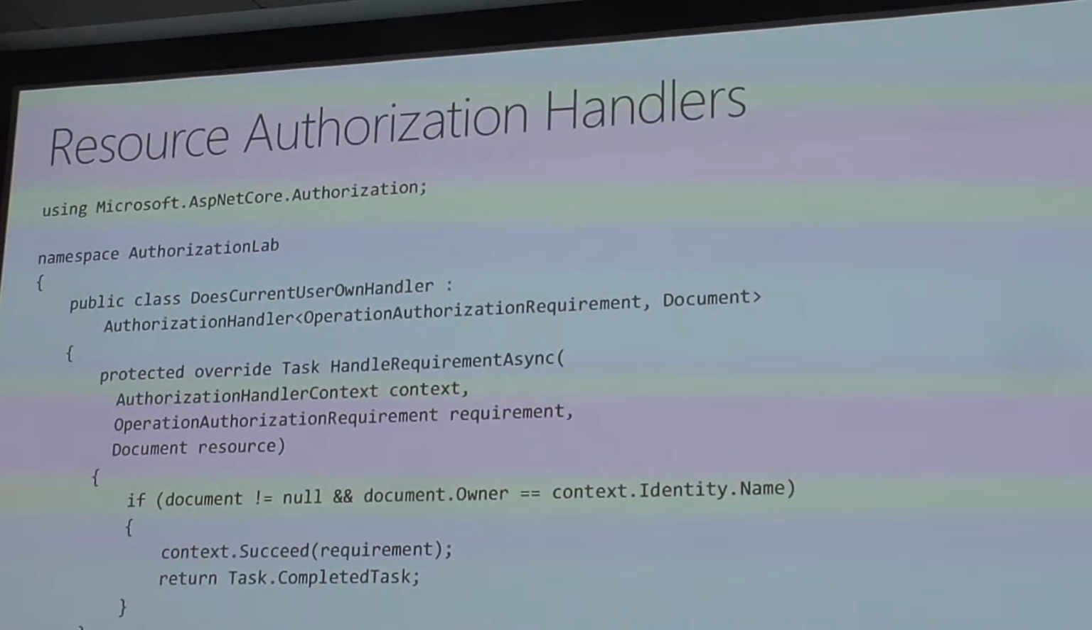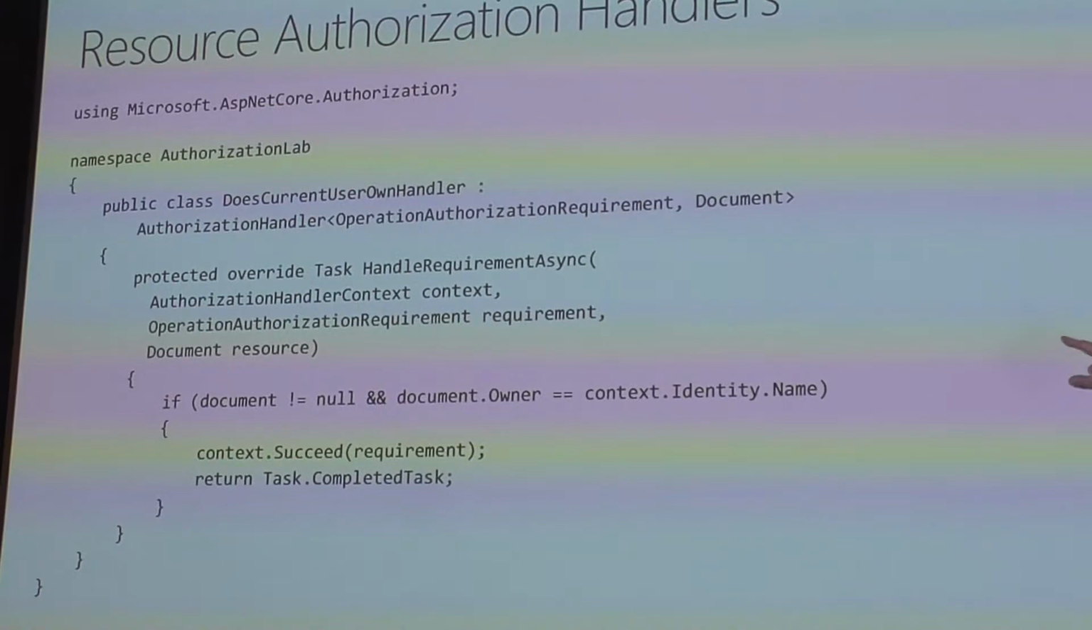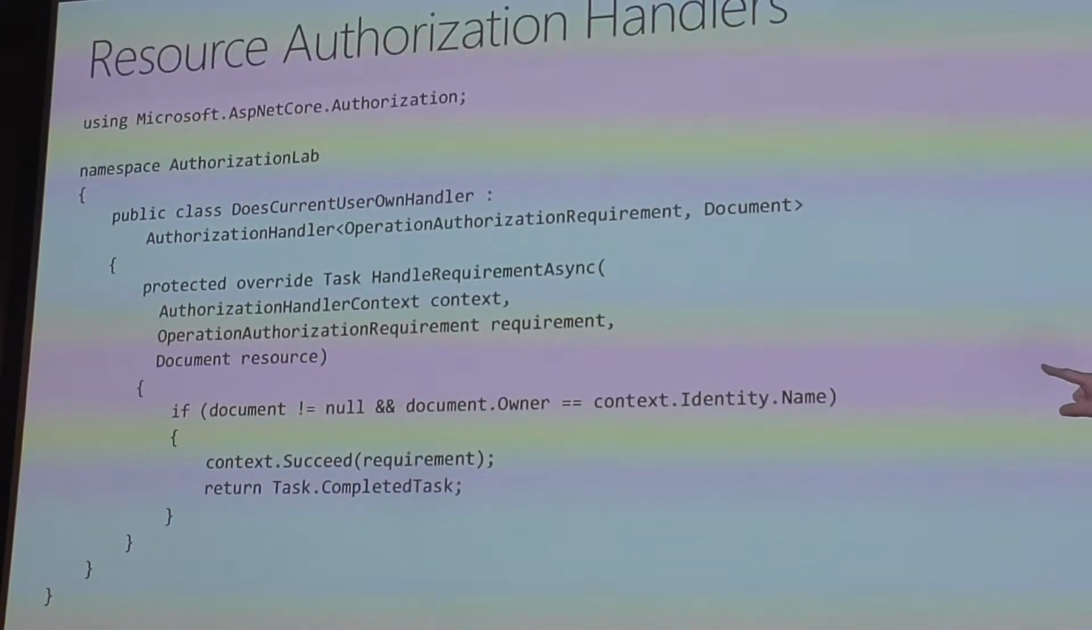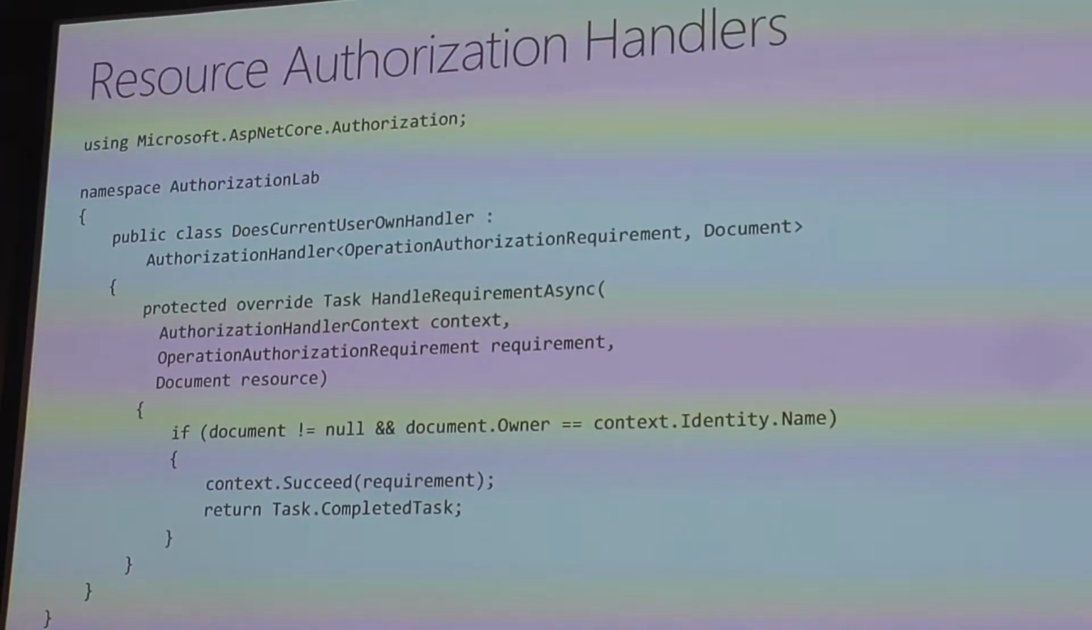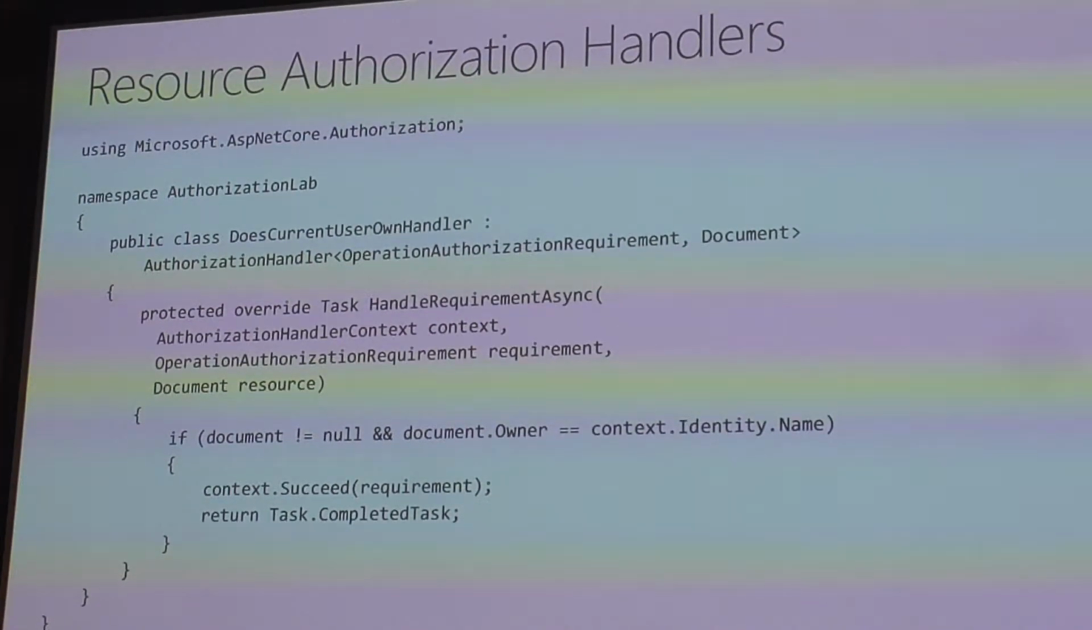So here we have a resource requirement. We're passing in a requirement, in this case an operation authorization requirement. You could imagine those being an enum that has read and write and everything else, and the document. Then I'm going to look inside the document, check the document owner against the current user, and if it's the current user, it passes. So this is still expressed in exactly the same way, using exactly the same code. It's just that I have another parameter.